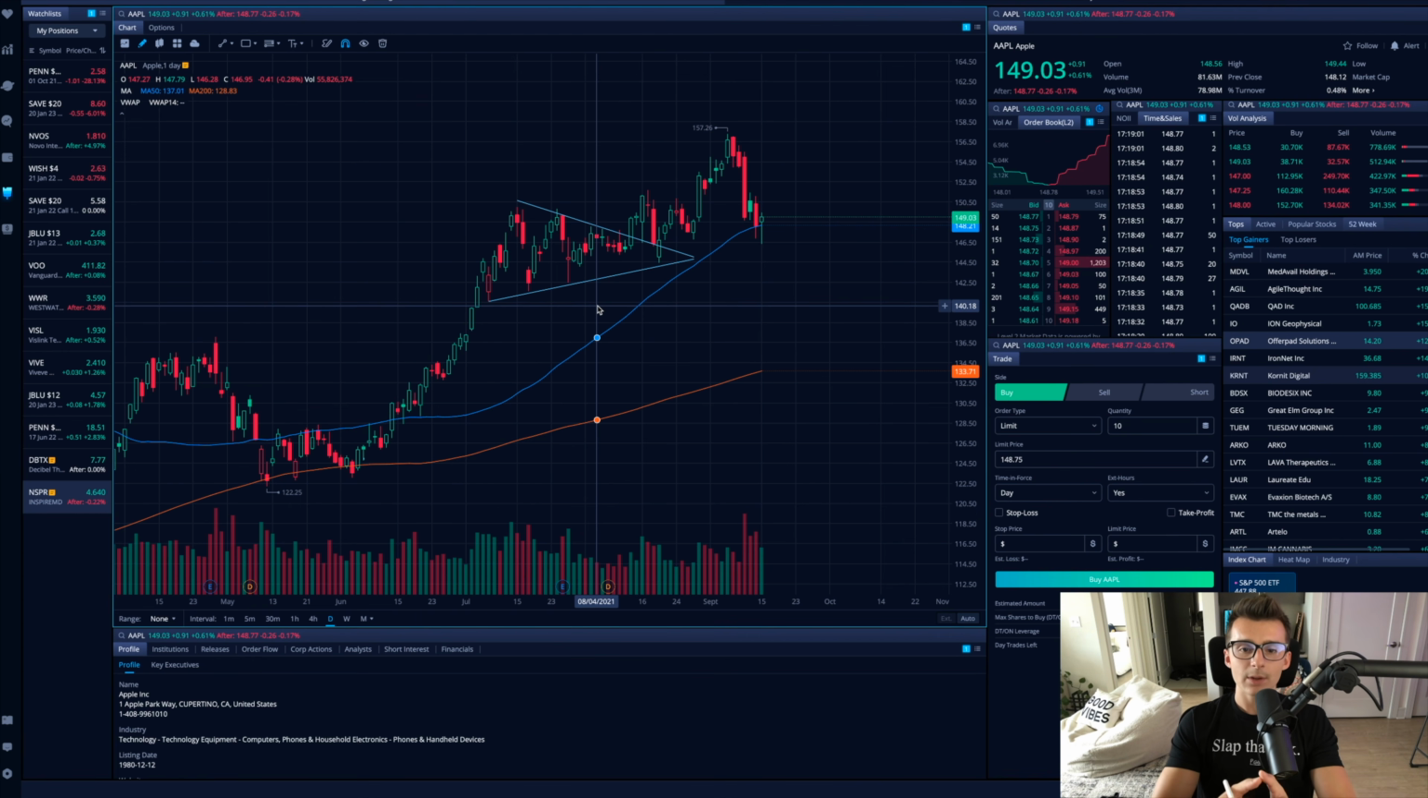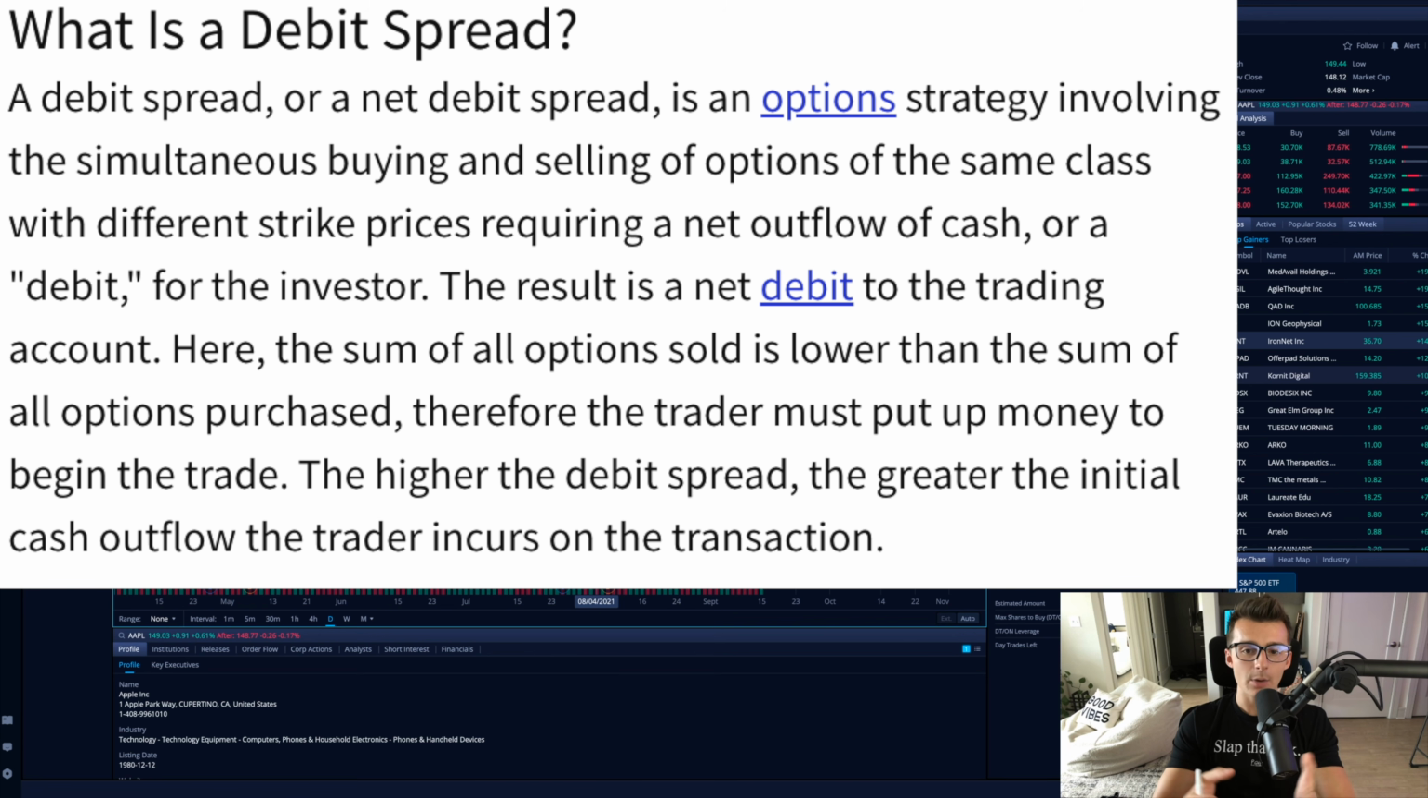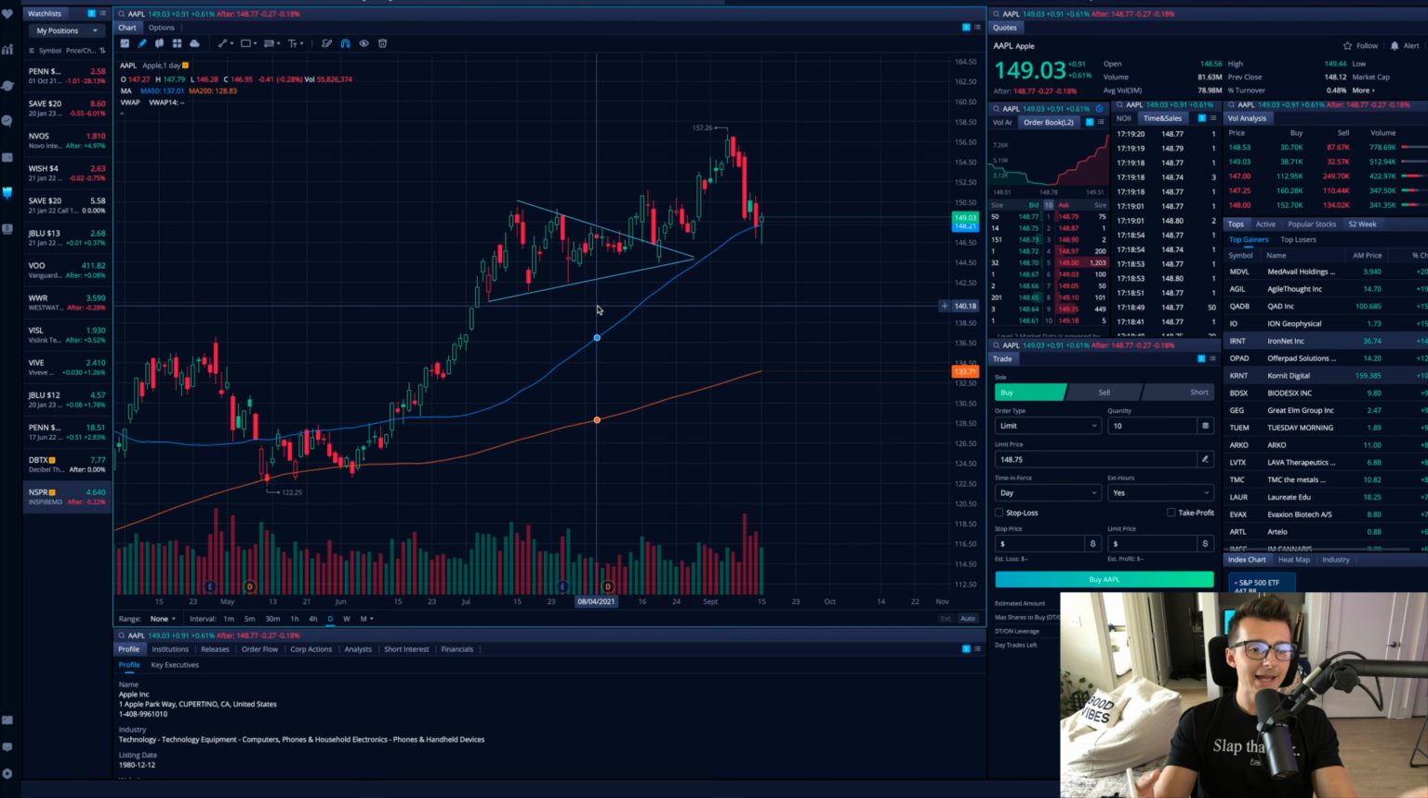So you may be asking, what is a debit spread? Now, a debit spread is a different spin on trading options. So traditionally, when you trade options, you're looking to buy a call, buy a put, sell a call, sell a put. But most people are looking to make a directional bet on a stock. And so you may buy a call because you think Apple's going to go up. For example, we're looking at Apple right here. You may think Apple's going to go up over $150.